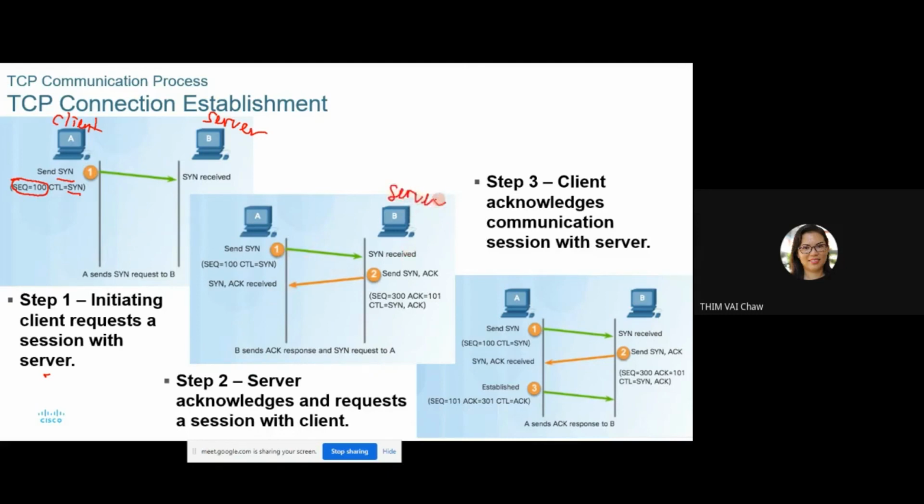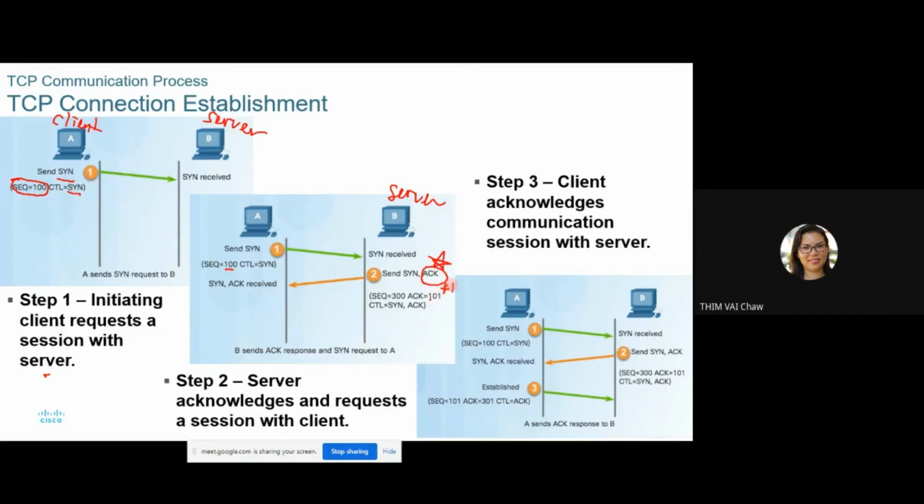What the server will do is acknowledge. It knows that you want to establish the connection to it, so it will acknowledge. This is an important thing. What will it acknowledge? Your sequence number is 100, so it will acknowledge with plus 1.